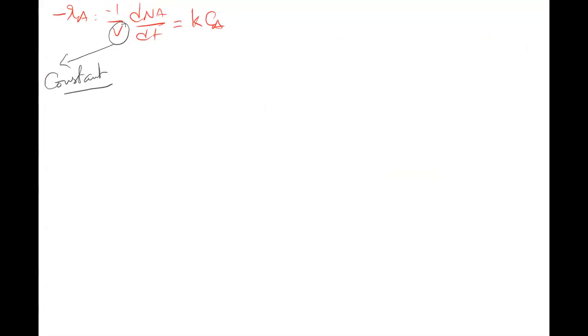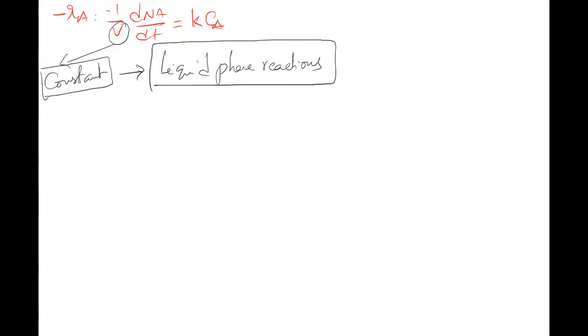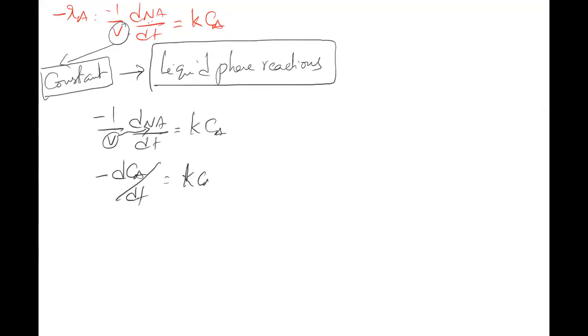V is constant here, so that means I'm talking about liquid phase reactions. Then what happens? This V can go inside the differential. So minus 1 by V into dNA by dt, which is equal to k into CA. If V can go inside, then minus d(NA by V), which is moles per volume, gives minus dCA by dt, which is k into CA.